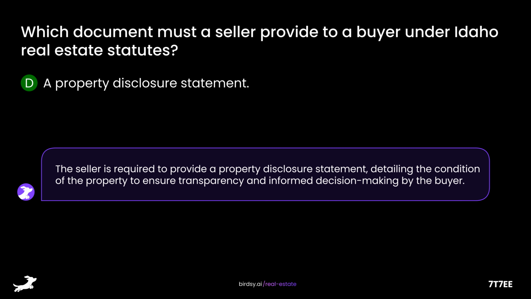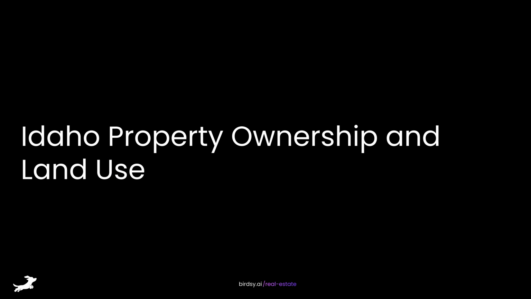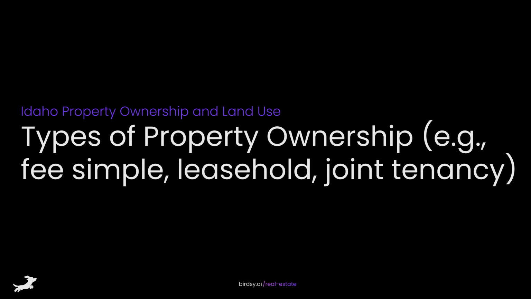The seller is required to provide a property disclosure statement detailing the condition of the property to ensure transparency and informed decision-making by the buyer. Now let's look at Idaho property ownership and land use. Types of property ownership, e.g. fee simple, leasehold, joint tenancy.